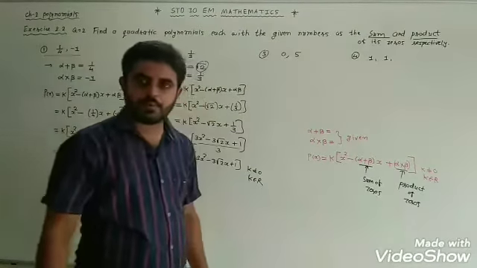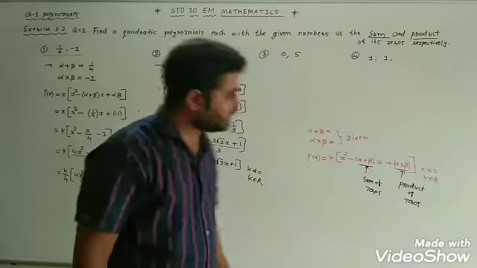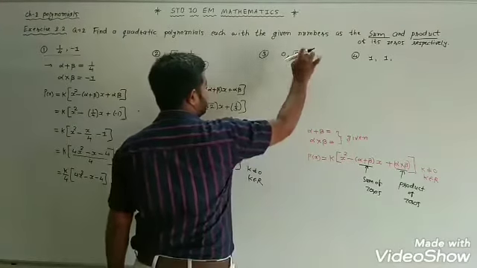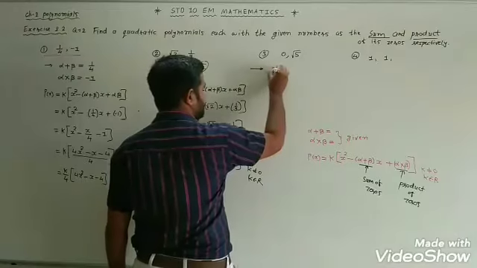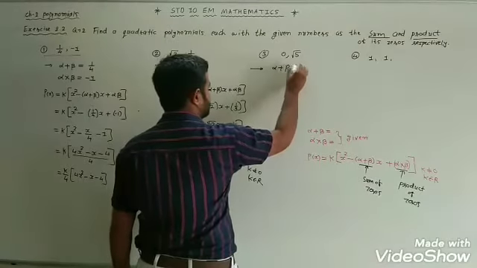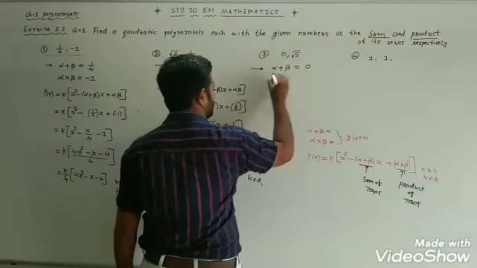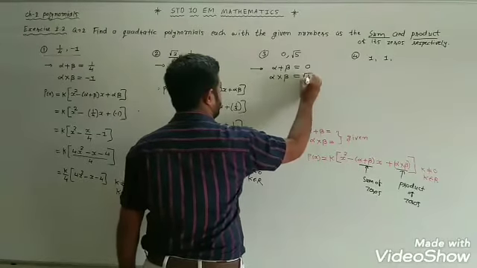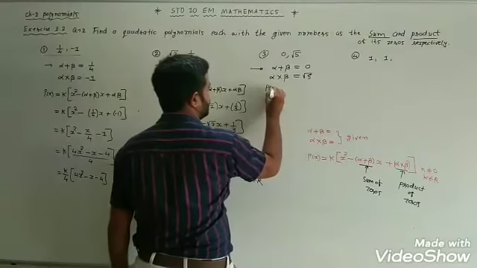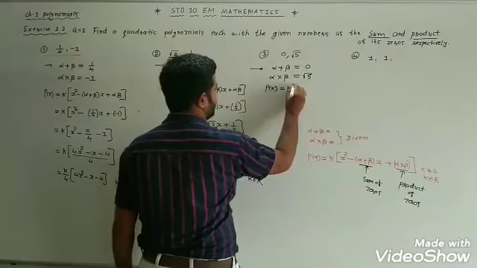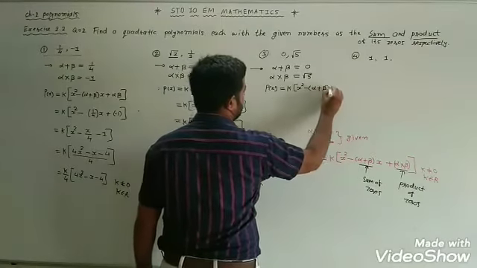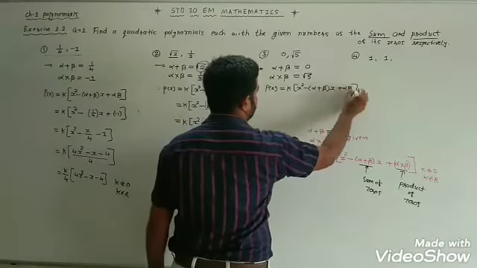0 and root 5, sorry, 0 and root 5. So the first relation alpha plus beta, sum of zeros, is 0, and second is product of zeros, which is root 5. Now we have to find the quadratic polynomial p of x is equal to k into bracket x square minus alpha plus beta into x plus alpha into beta.